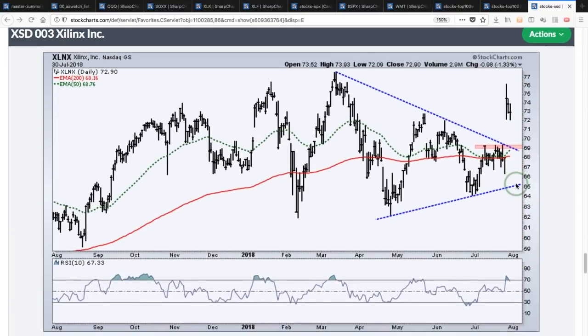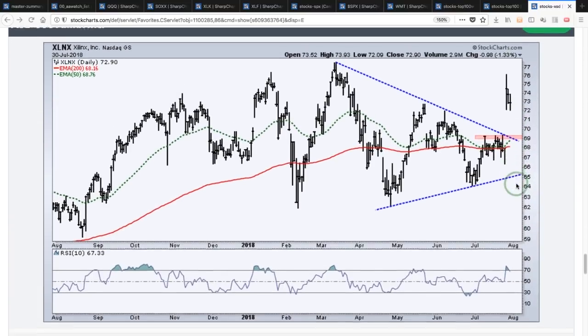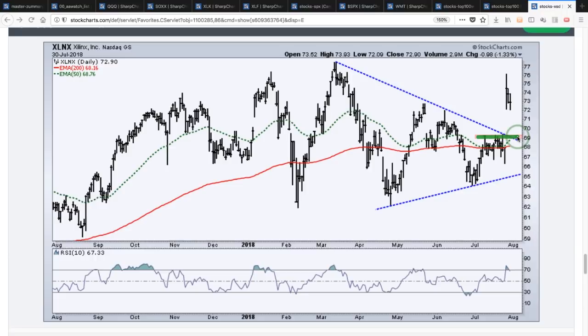Now looking at a few more, look at Xilinx. Okay, Xilinx, I'm not sure how you pronounce that, but clearly a big breakout there with a massive gap. All right, and that gap is bullish until proven otherwise, and it should at least be on our radar for pullbacks and opportunities maybe when it becomes short-term oversold.